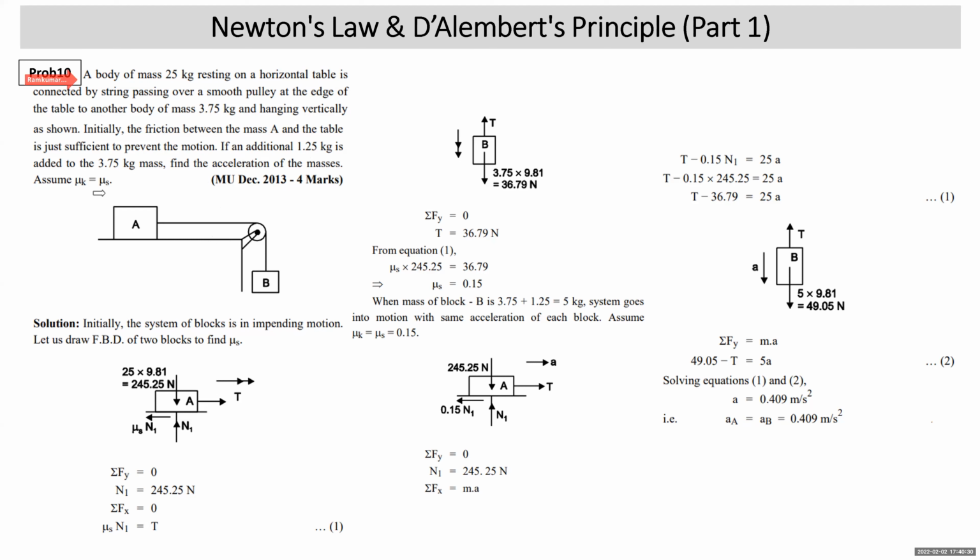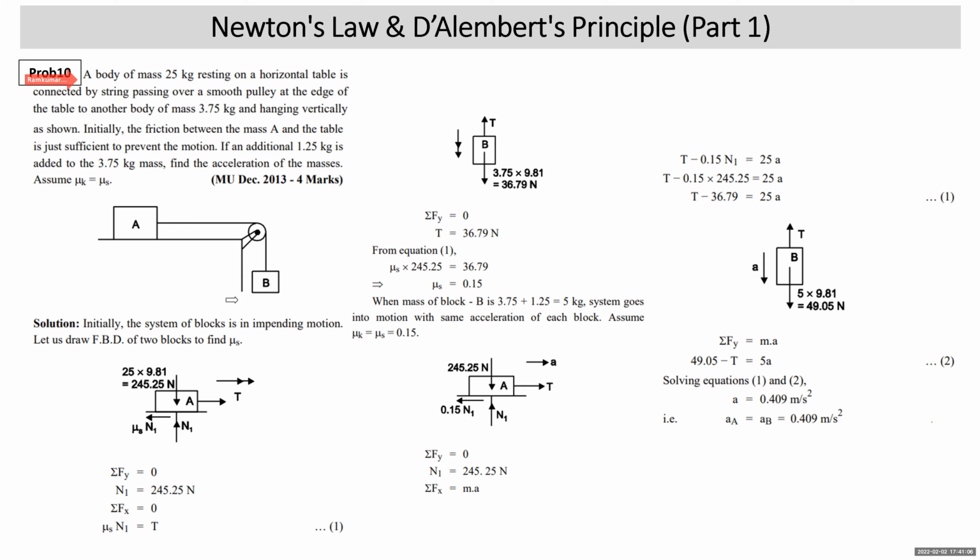Take or assume mu s and mu k are the same. Now, initially A is of 25 kg, B mass is 3.75 kg. He says that this 3.75 kg is just sufficient to start the motion. That means when the mass of the block is 3.75 kg, the system is in impending motion. The two blocks are in impending motion. If they are in impending motion, that means friction between the block A and the plane will be mu s N1, because the block A is in impending motion. In fact, the entire system is in impending motion. That's what has been said.